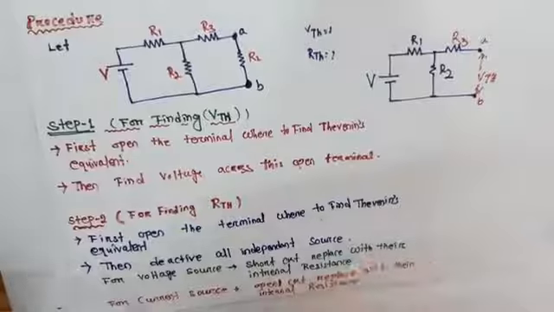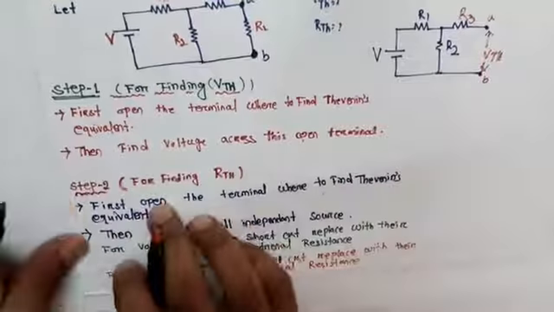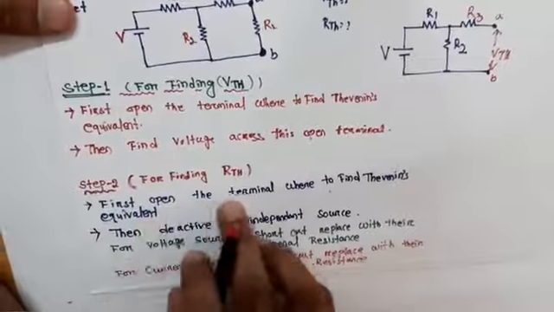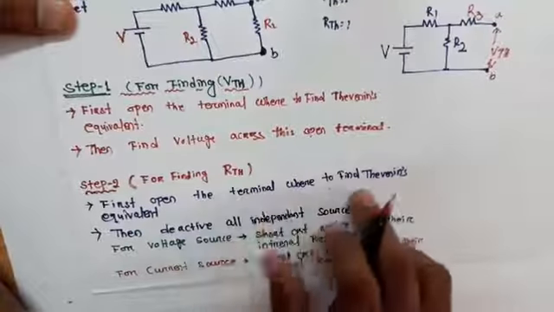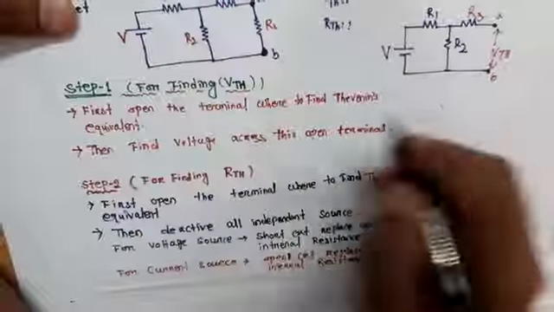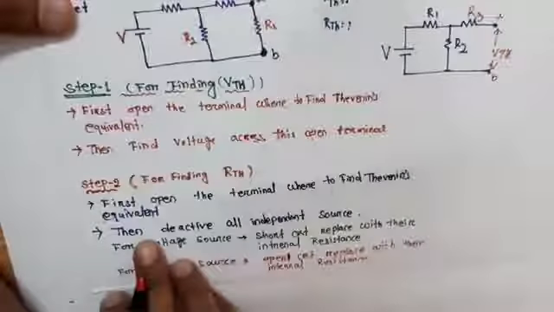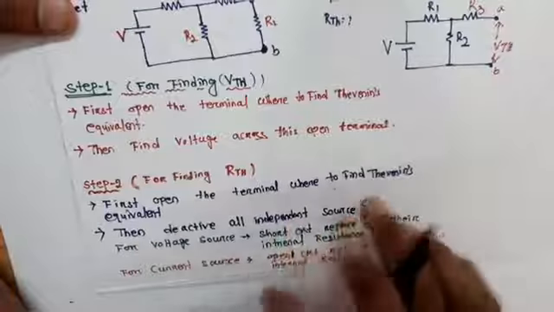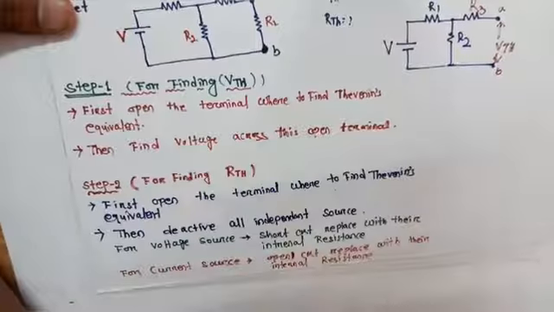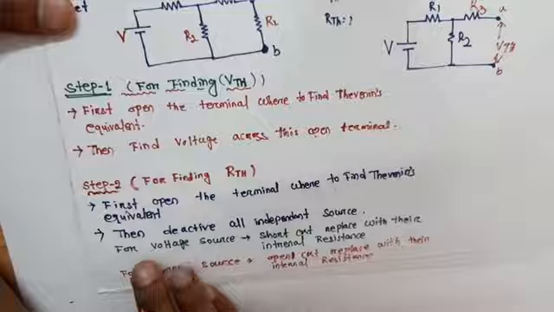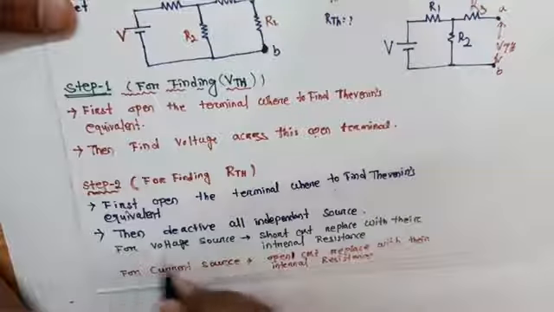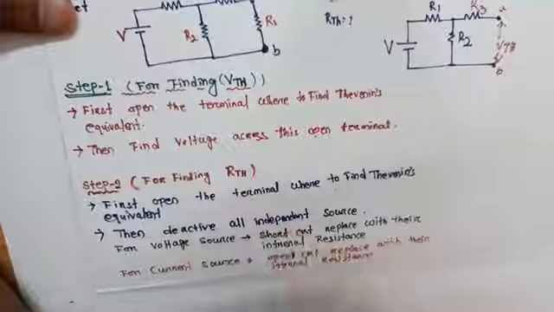The next step is finding RTH. First, open the terminal where we want to find Thevenin's equivalent. Second, deactivate all independent sources. This procedure is only for independent sources. In later lectures we will study dependent sources, but here we only study independent sources.